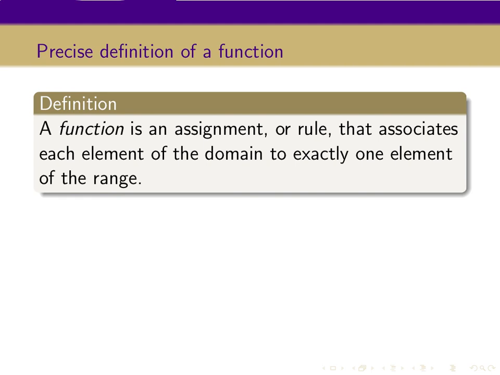So the more precise definition of a function, using this idea of domains and ranges, is that a function is an assignment, or you can think of it as a rule, that associates everything in the domain to something in the range. And each thing in the domain is connected to only one thing in the range. That's how we grasp onto that concept that if you put the same thing into the function over and over again, you get the exact same thing out.